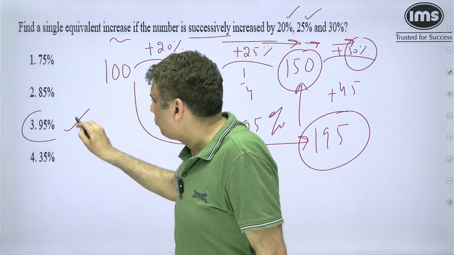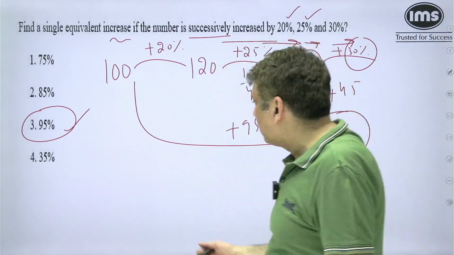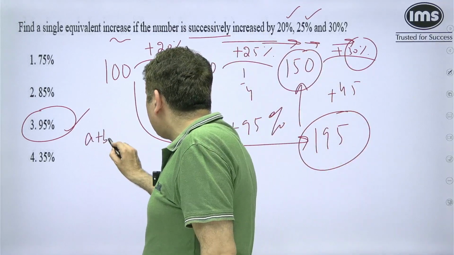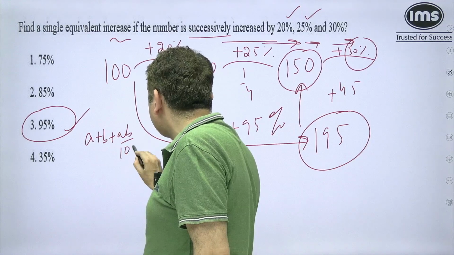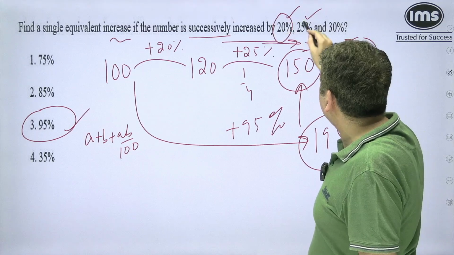So this third option would be our answer. This is one way of solving this. Then we have a formula also for this, which is A plus B plus AB by 100, for successive percentage increase or decrease. So what we'll do, we'll first take A as 20, B as 25.